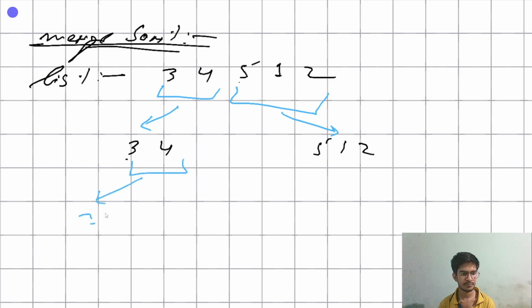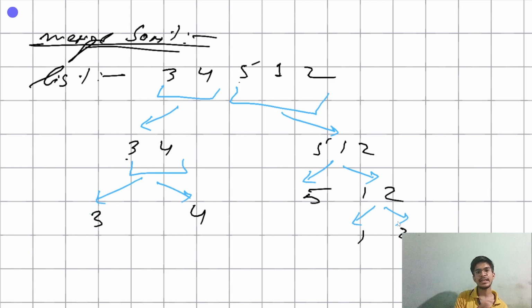3 here, and here we also have 4. Here we have 5, and 2. Now this part will also get divided, and it will be 1 and 2. So it is like separating one element at a time.